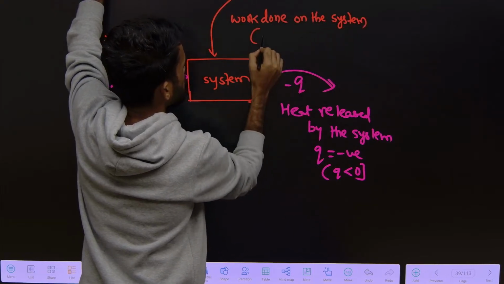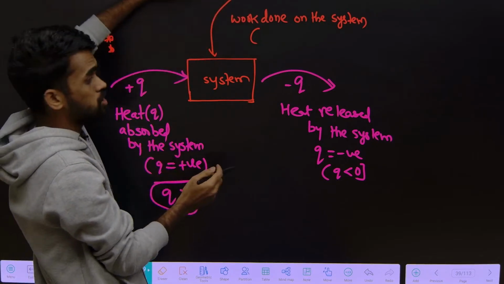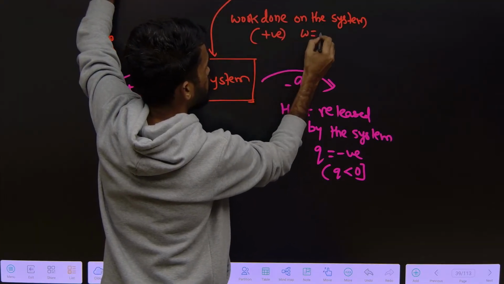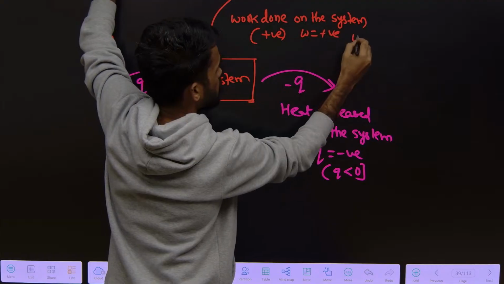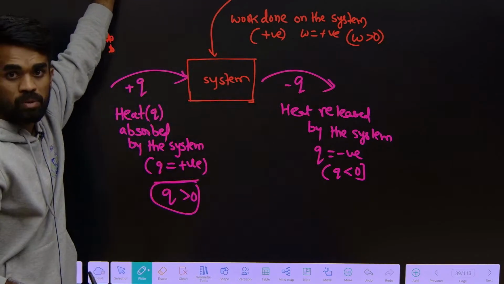So this is work done on the system now. See if it is absorbed by the system or on the system. So you should give a positive symbol for that. So W will be positive here, and you can indicate it with W greater than 0. Based on this only, we have a next question from IIT JAM.